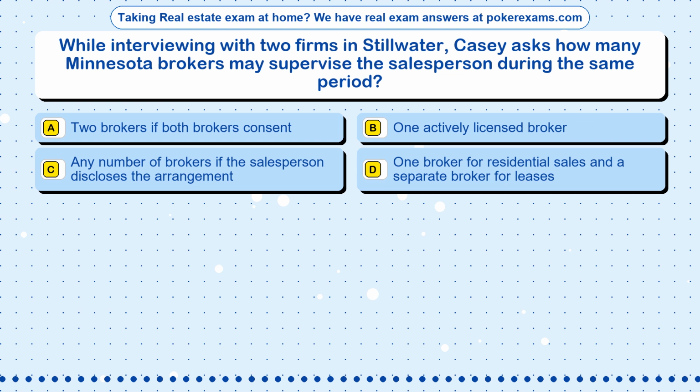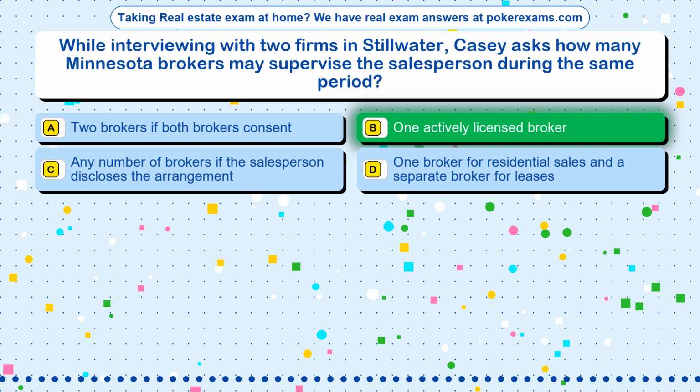Question 82. While interviewing with 2 firms in Stillwater, Casey asks how many Minnesota brokers may supervise the salesperson during the same period. Option A. 2 brokers if both brokers consent. Option B. 1 actively licensed broker. Option C. Any number of brokers if the salesperson discloses the arrangement. Option D. 1 broker for residential sales and a separate broker for leases.